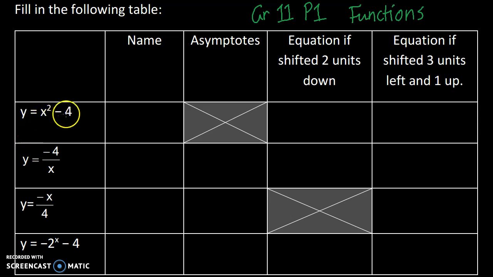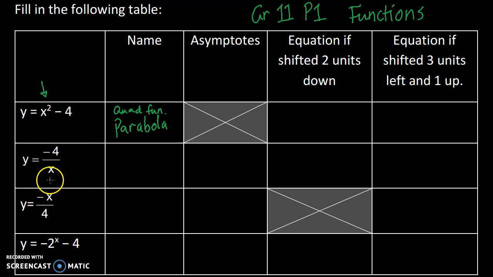We have y is equals to x squared minus 4, y is equals to negative 4 over x, y is equals to negative x over 4, and y is equals to negative 2 to the power of x minus 4. First thing we need to do with all of them is to name them. Well, x is being squared over here. So if you think of squared, you must think of quads. So that means it's a quadratic function. The quadratic function is the name of the function, but we call the shape of the graph the parabola.